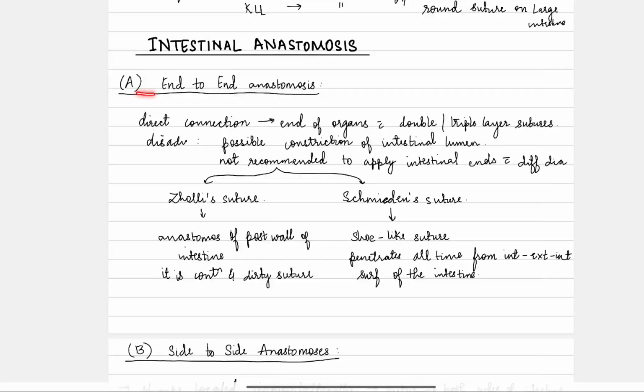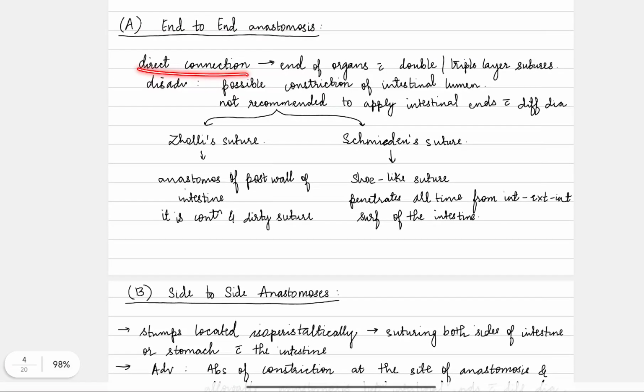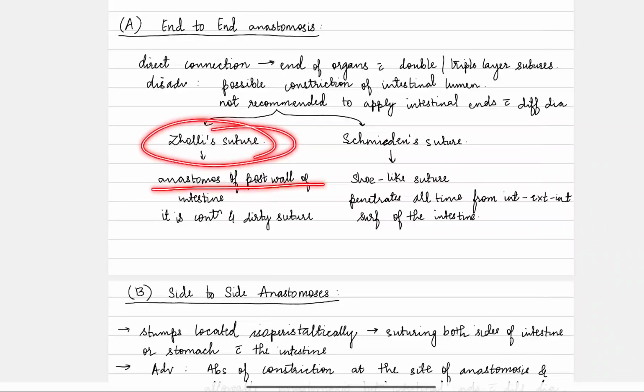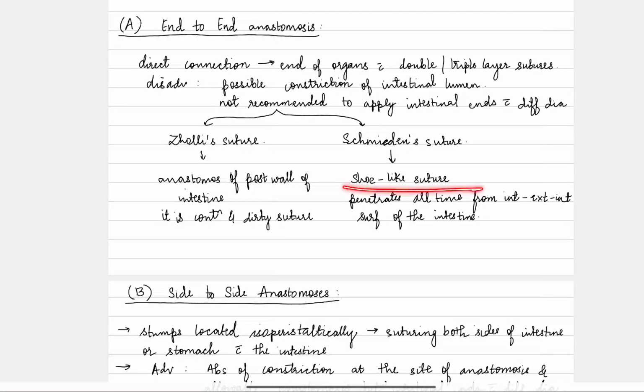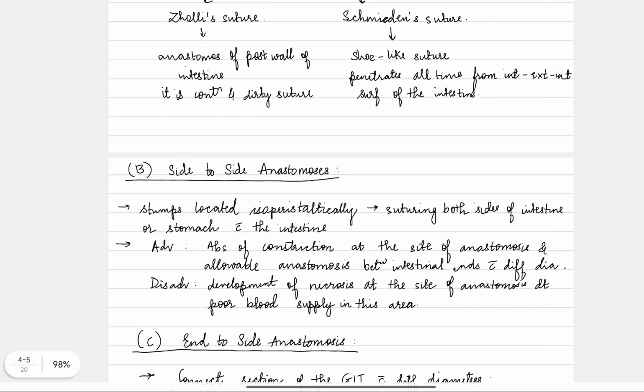Intestinal anastomosis. First is end-to-end anastomosis. It is the direct connection of the ends of the organs with a double or triple layer suture. The disadvantage is possible constriction of the intestinal lumen. It is not recommended to apply it to intestinal ends with different diameters. Examples are Zolli suture and Schmieden's suture. Zolli suture is an anastomosis of the posterior wall of the intestine; it is a continuous and dirty suture. Schmieden's suture, a shoe-like suture, penetrates all the time from the internal to the external surface of the intestine.